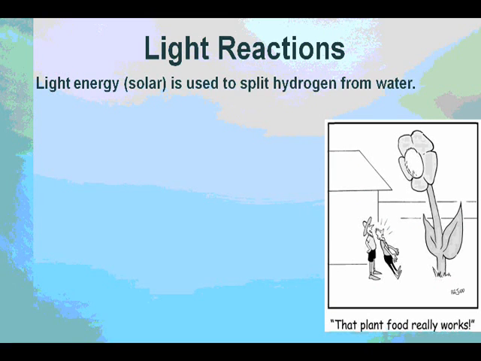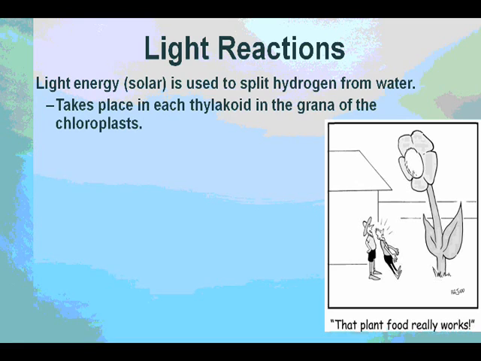First, light energy, which is the solar energy, comes from the sun, is used to split off the hydrogen from water. So we take a water molecule and break it into its basic parts, hydrogen and oxygen. This takes place in the thylakoid. That's the grana of the chloroplasts. They kind of look like little pancakes stacked up. A grana is a whole stack of them, and the thylakoid is an individual disc. Inside of the thylakoid is the chlorophyll that is used to collect the light energy.